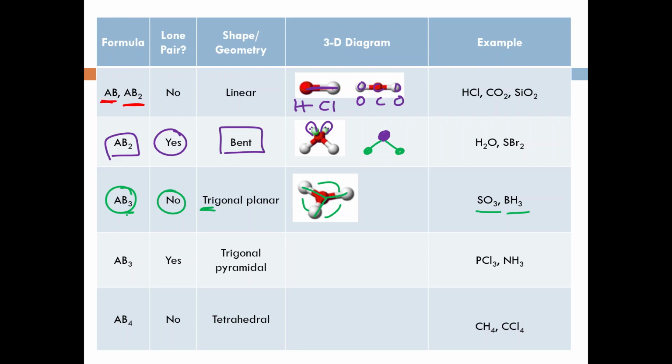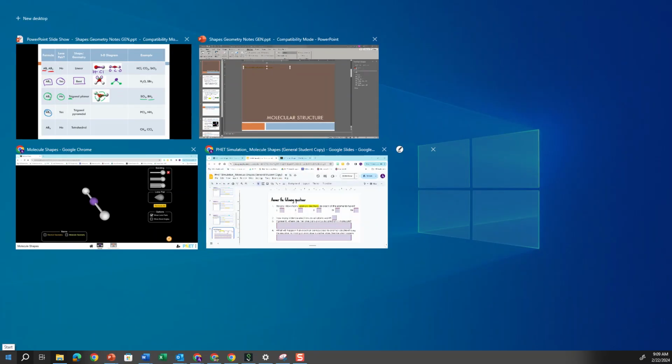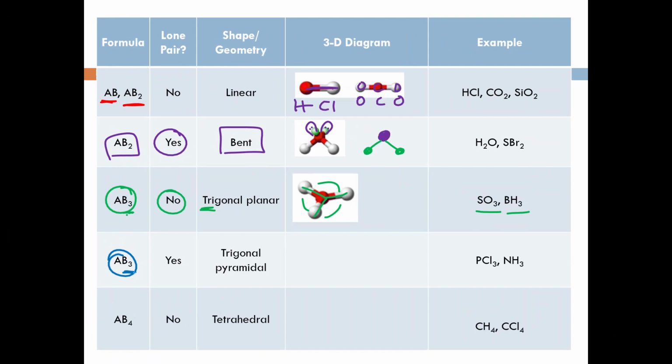Okay, moving on to the pyramidal one. So pyramidal is also AB3, so that means 3 things are attached as well, 3 bonded atoms. However, when we're talking about trigonal pyramidal, you do have a lone pair. You have at least one lone pair. So here it's going to look like a mini pyramid, and this is where you can still keep the lone pair there at the top, but you do need to draw this one more three-dimensional.